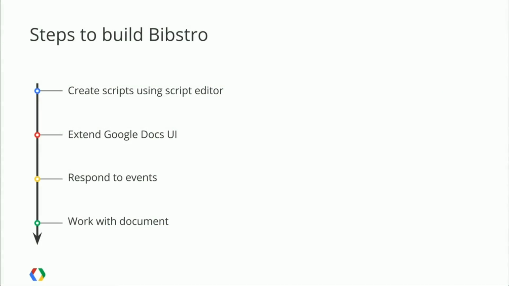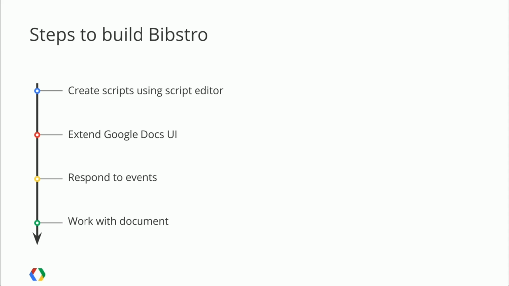So there we go. That's about it. We have these 4 steps that we use to build this app called Bibstro, to build a bibliography app in Google Docs. So we created some scripts using the script editor, using the new Google Docs integration that we just launched a couple of days ago. We extended the Google Docs UI to add things like custom menus and dialogues, and my personal favorite, custom sidebars, because who doesn't love a sidebar?